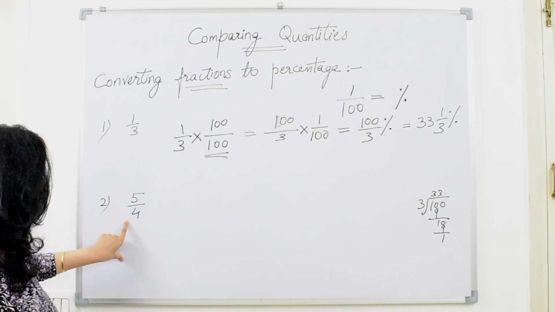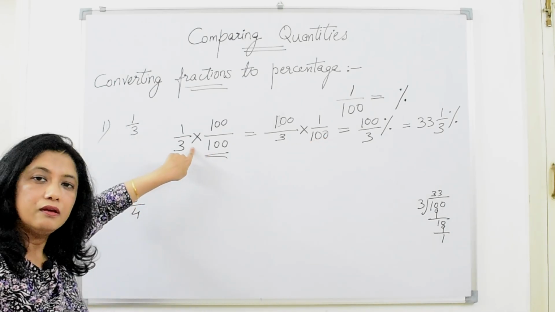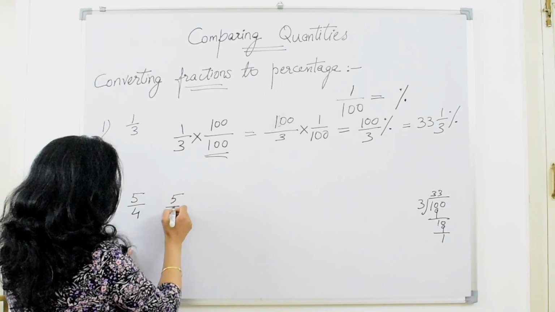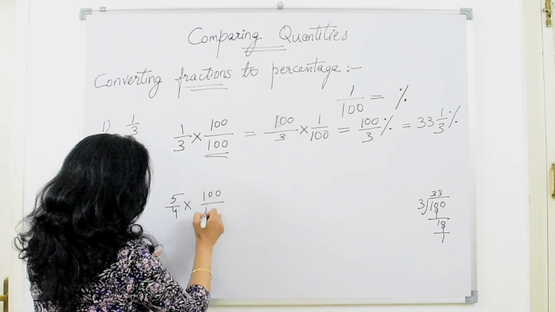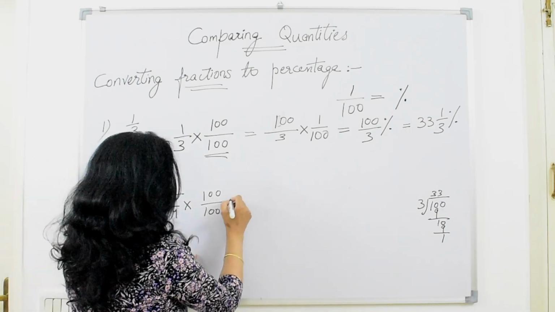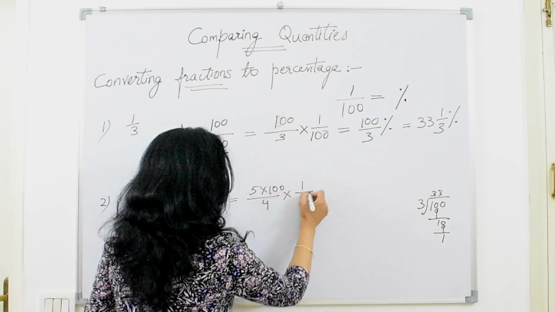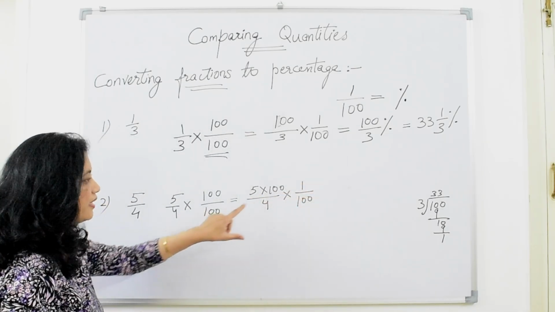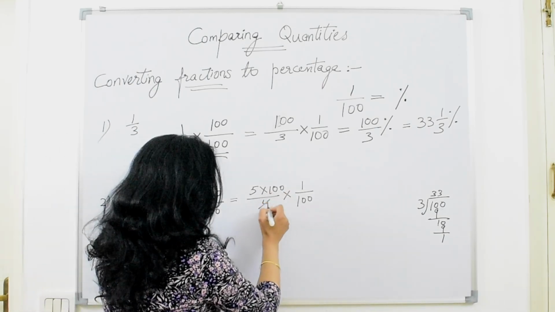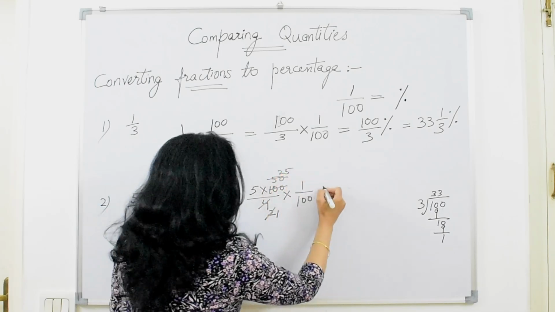Now let's see another fraction, 5 by 4. See, there are two methods to form percentage. One is this, we multiply both numerator and denominator by 100. 5 by 4 multiplied by 100 by 100. Now what we get? 5 multiplied by 100 divided by 4 multiplied by 1 by 100. Here also we have separated 1 by 100 from this number. Now we solve this. Divide by 2. Again divide by 2.